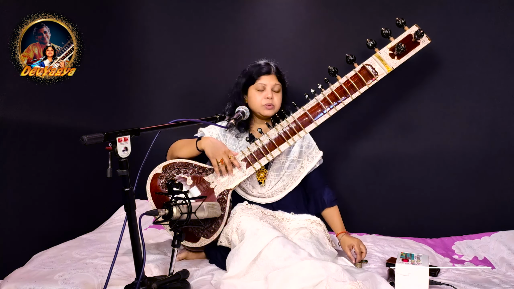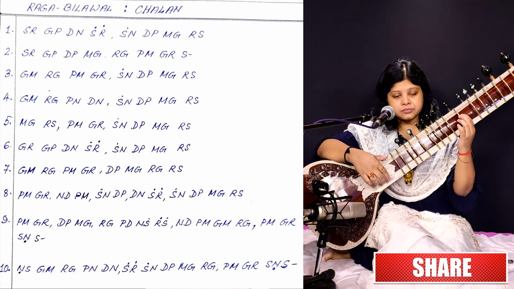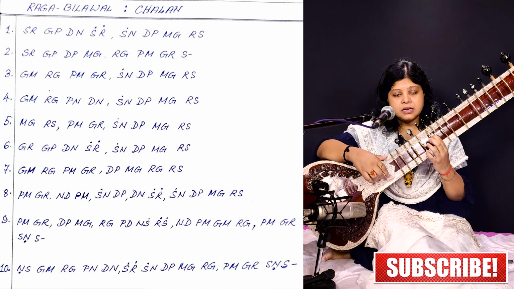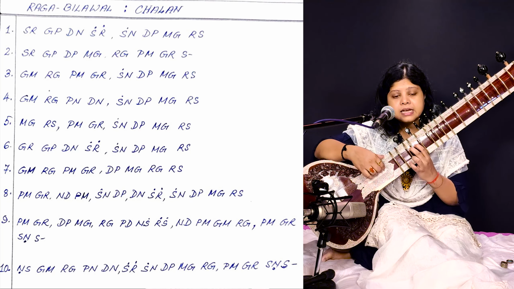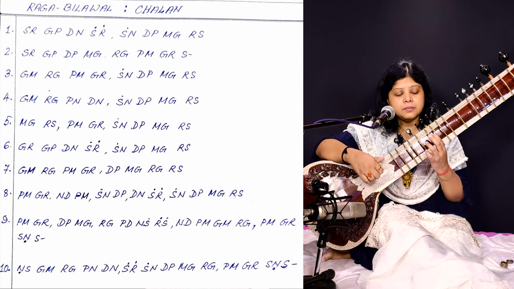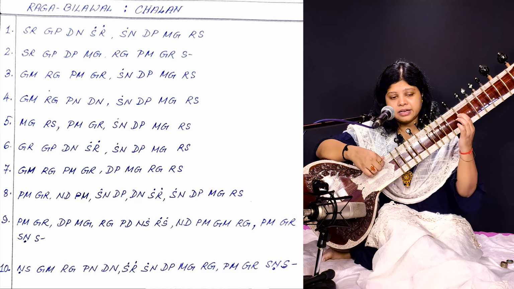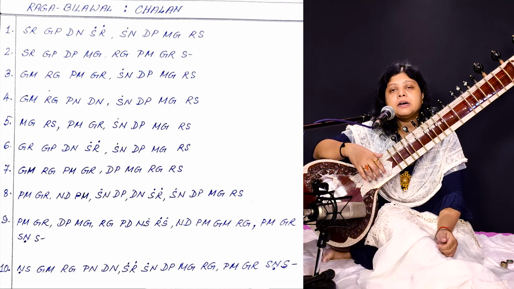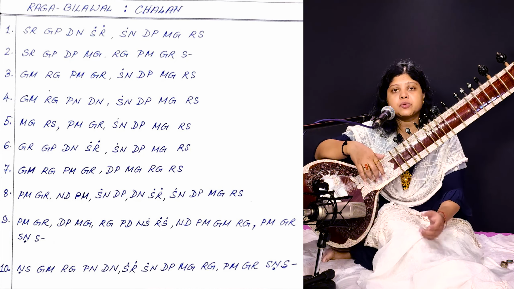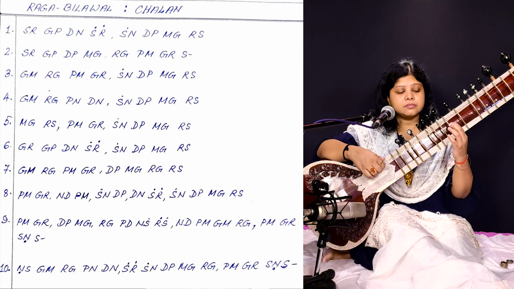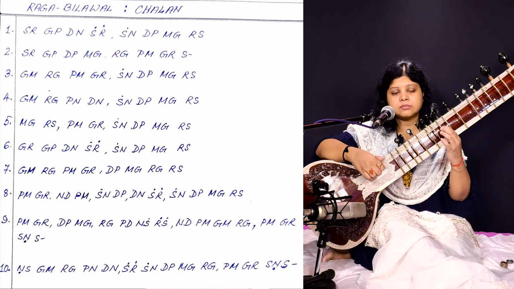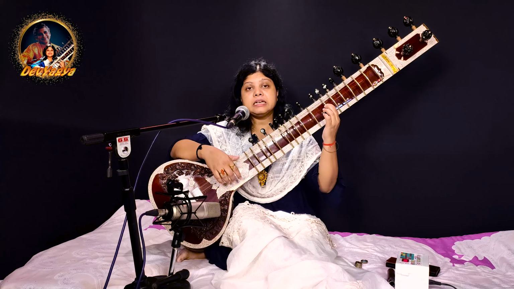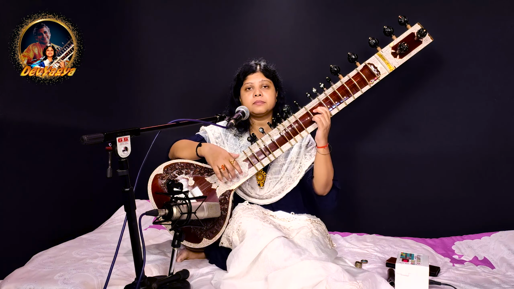The simple first chalan, you can just play the AROH and AVROH of Bilaval. It's Sa, Re, Ga, Pa, Dha, Ni, Sa, Re, and descending is Sa, Ni, Dha, Pa, Ma, Ga, Re, Sa. So, Sa, Re, Ga, Pa, Dha, Ni, Sa, Re, Sa, Ni, Dha, Pa, Ma, Ga, Re, Sa. So you can practice again. Sa re ga pa dha ni sa re. You will skip Ma in the ascent. Okay.